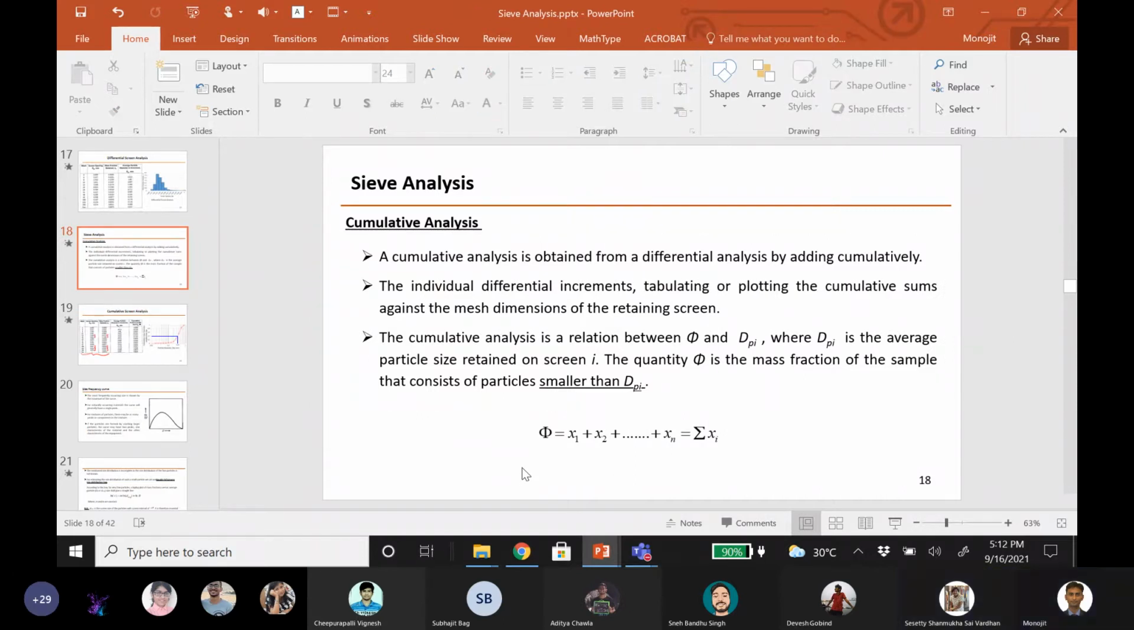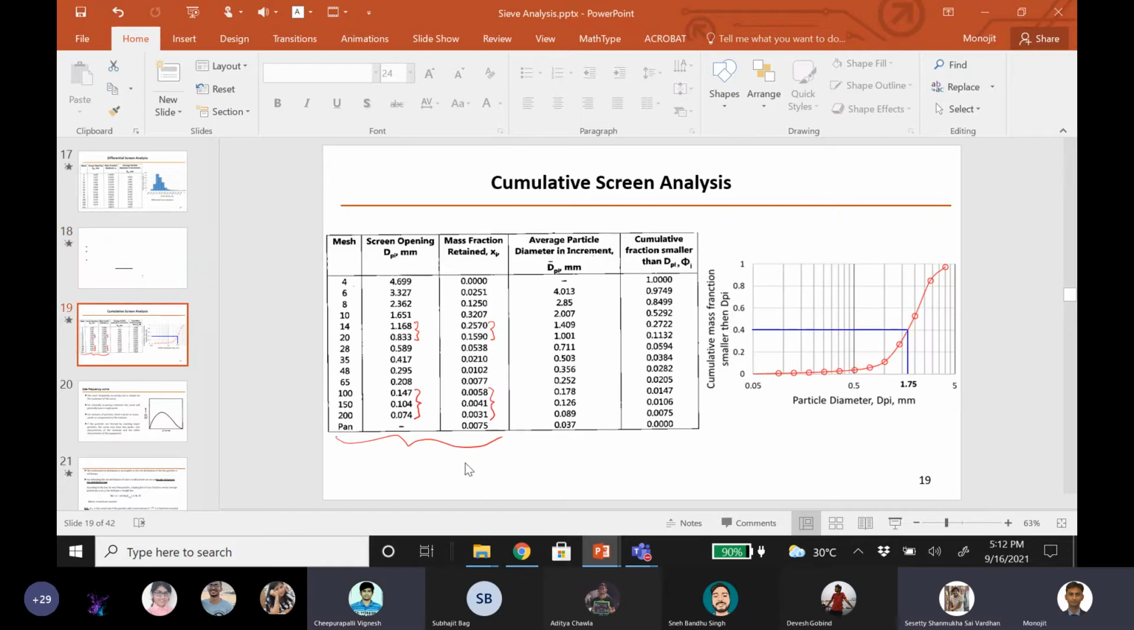Yes, sir. I have started with 0 and 0.42 reading the definitions. Yeah, for the pan, actually, the cumulative mass fraction will always be 0, right? Because you don't have anything below that, isn't it? Yes, sir. Let's see in the example for the pan, it is 0, right?